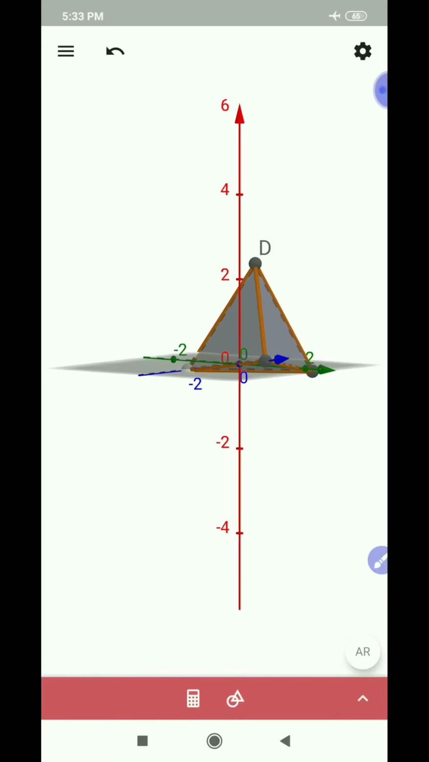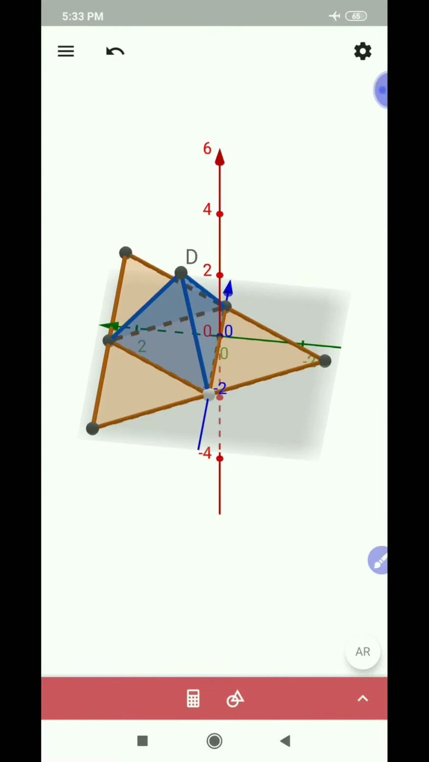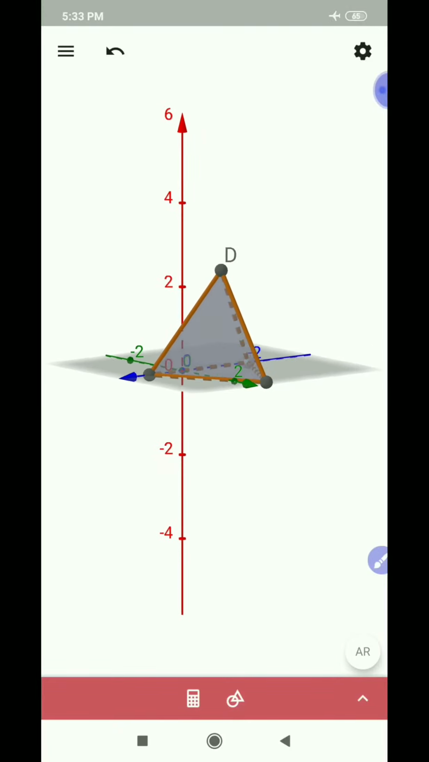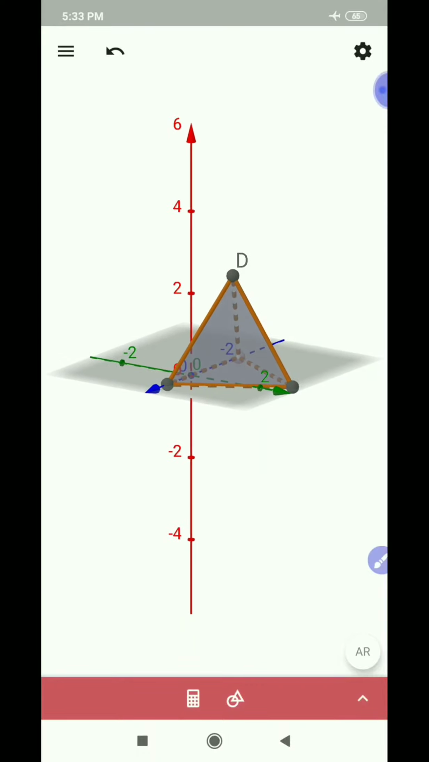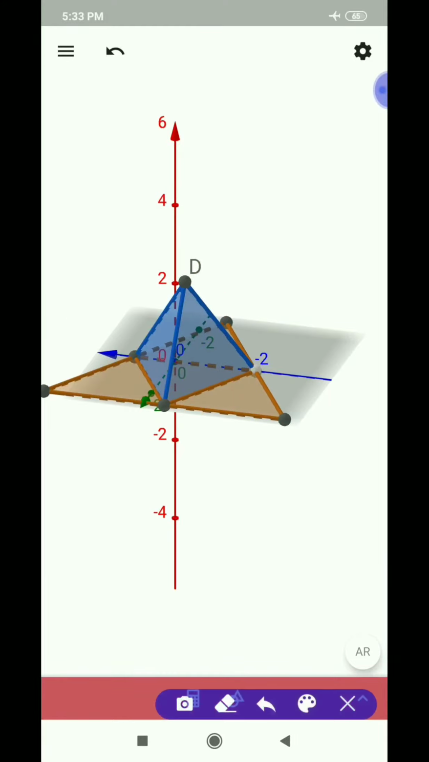Now, what about lateral surfaces? Observe carefully. What are its lateral surfaces? Yes, you are right. All lateral surfaces are in the shape of a triangle. One more thing, observe carefully. Every pyramid will have two heights. One is the straight height. Another one is the slant height. That means the height, this one, is the slant height.